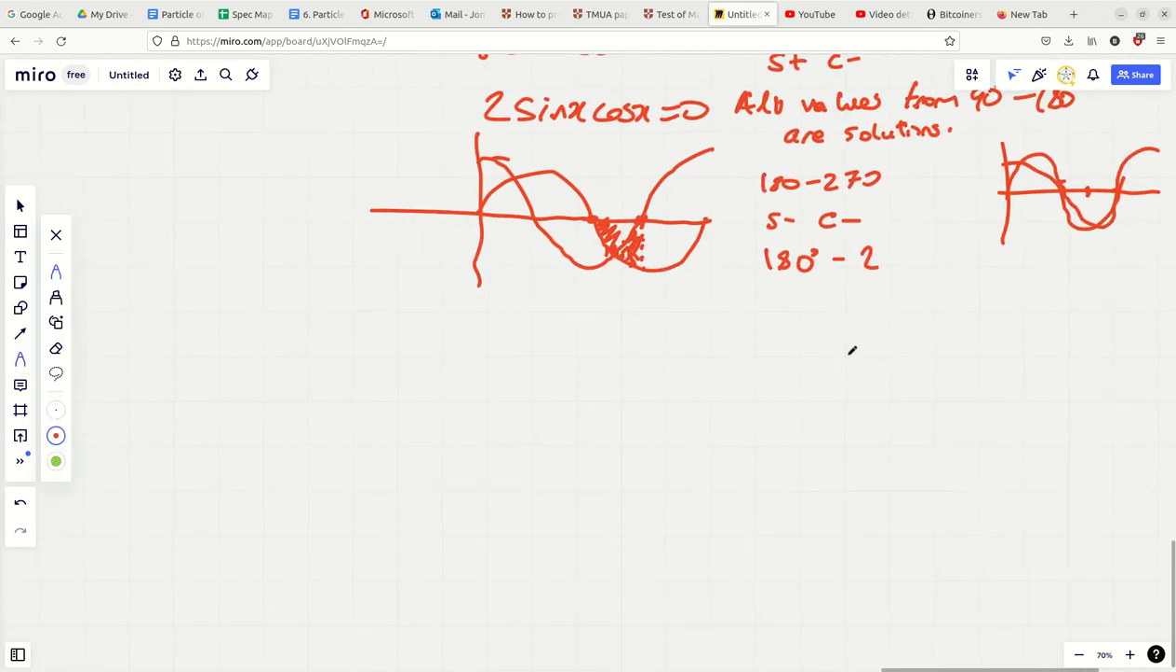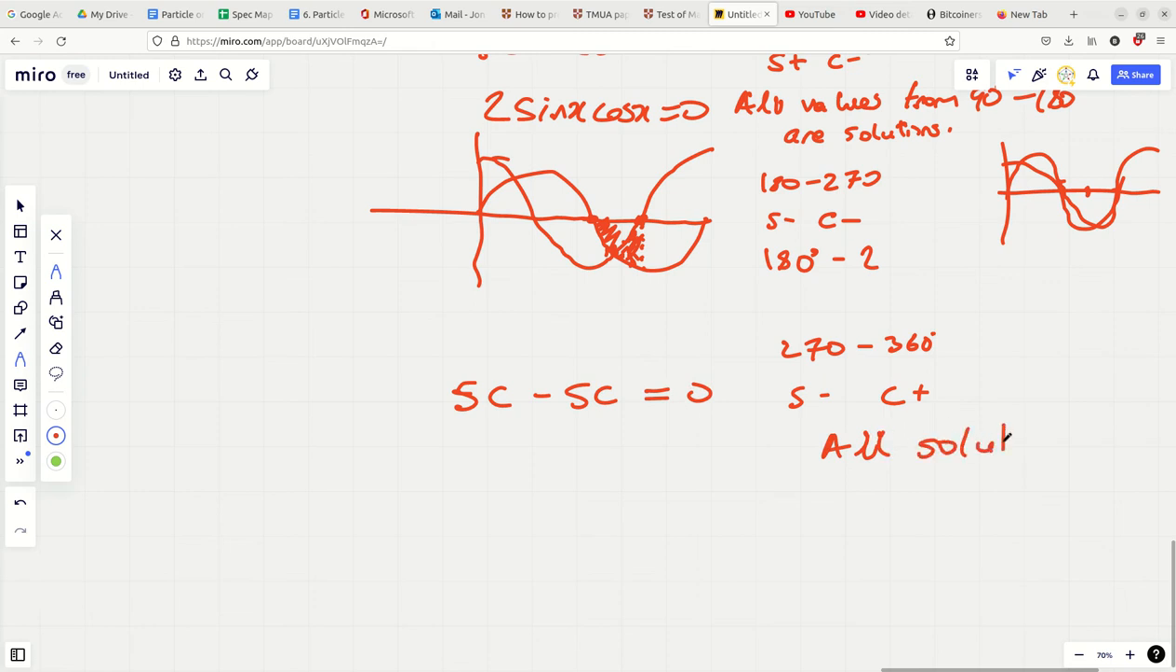Finally, if I can actually get my cosines and sines the right way around, sorry, James, 270 to 360 or 271 to 360. You're going to have sine is negative and cos is positive. So here you're going to have sine x cos x minus sine x cos x equals 0. And so they're all solutions.